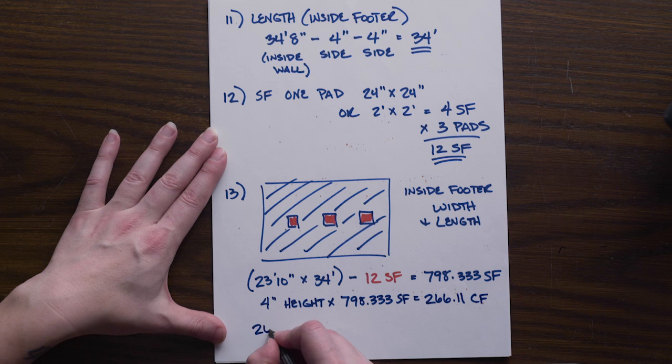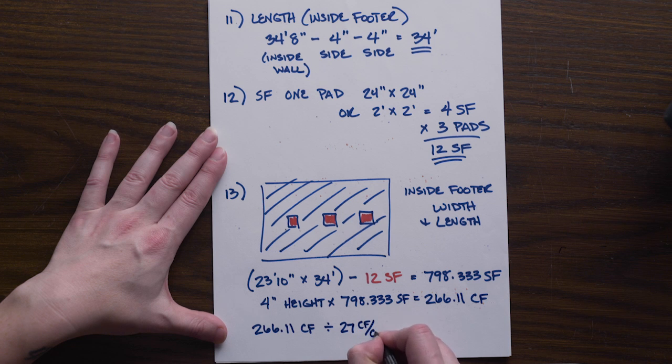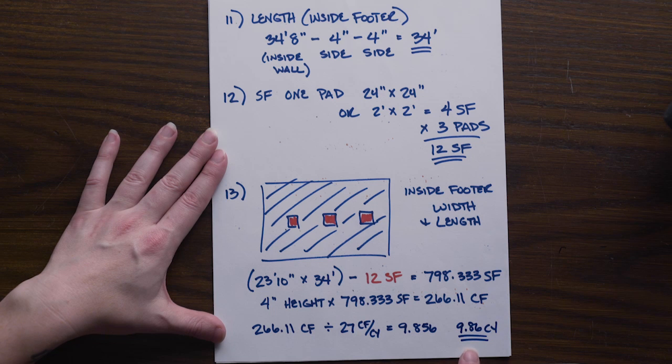Converting that into cubic yards means we need to divide by our 27 cubic feet per cubic yard, and we end up with 9.856, or I said 9.86 cubic yards. If you rounded it up to 10 cubic yards, that would be perfectly acceptable as well.